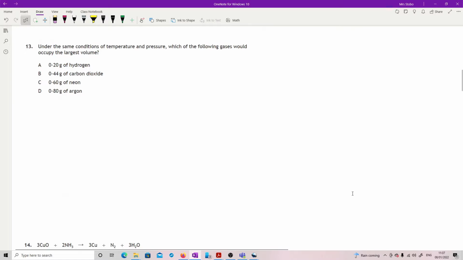Okay, question 13. Under the same conditions of temperature and pressure, which of the following gases would occupy the largest volume? Okay, so we are looking for you to use the definition that you know, which is that at the same temperature and pressure, all gases have the same molar volume. So that means if I'm looking for the largest volume, I need the most moles. And then it's just a bit of working it through. And it's not too difficult because they're being reasonably nice with the numbers.